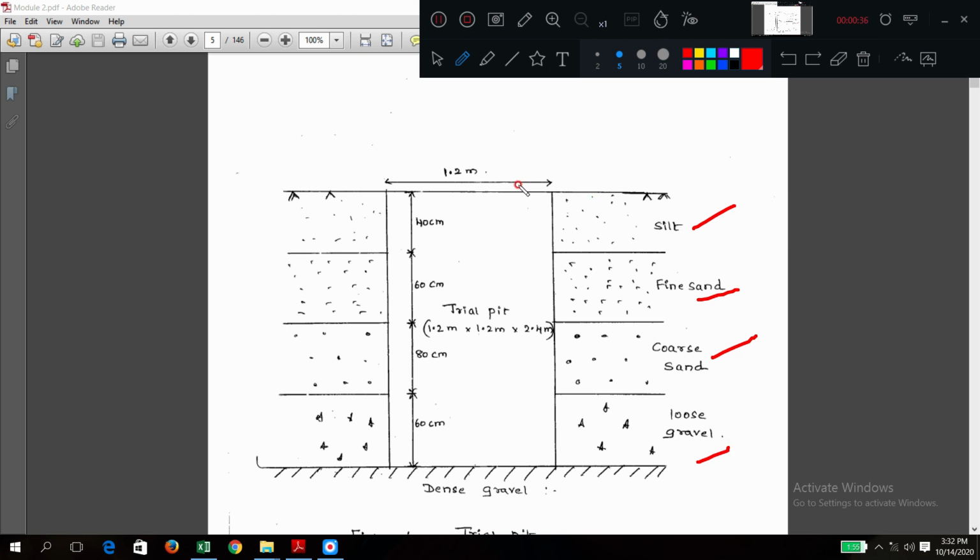Like this, when you excavate, and excavation is a part of site exploration. Here is the order of occurrence: first silt and fine sand, coarse and loose gravel, last is dense gravel. Like this you are going to get the different orders, as well as the depth of soil and rock strata. So this is typically 40 centimeter, 60 centimeter, 80 centimeter. Like this you are going to get the different depths or occurrence of the soil strata.